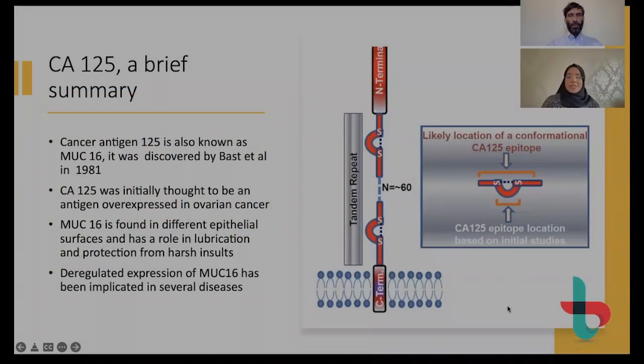We're going to start off this lecture by giving a quick recap of the things that we covered in the previous lecture. So what is CA125? CA125 is a molecule on a very large protein called MUC16. It was initially discovered by Bast and his colleagues in 1981 as part of the work to try and develop immunotherapy for ovarian cancer. And it was initially thought to be a molecule that's specific to ovarian cancer.